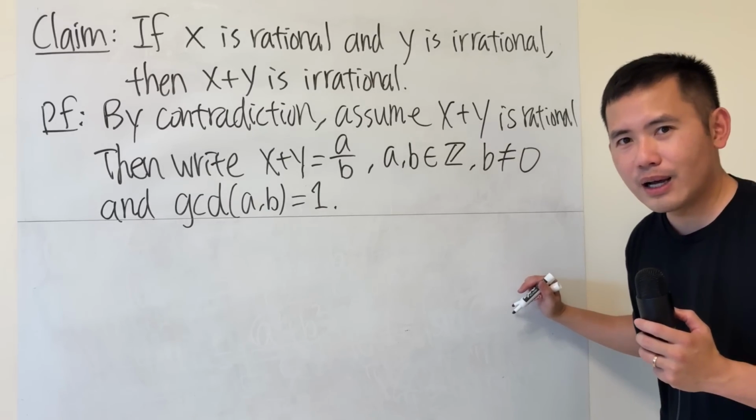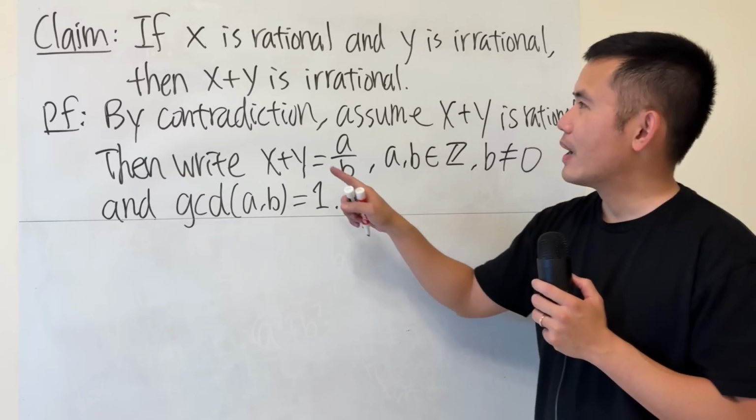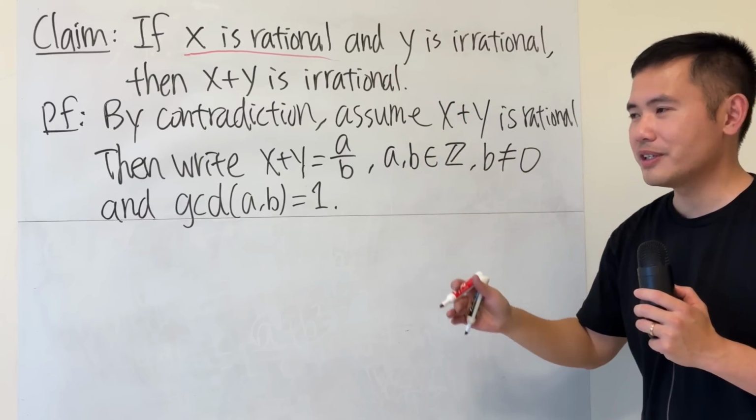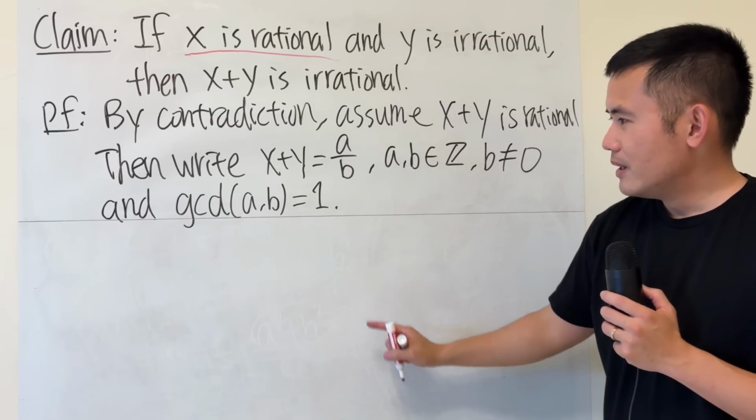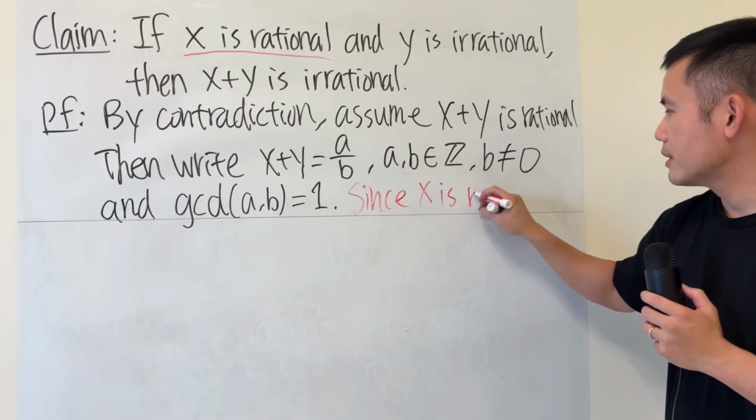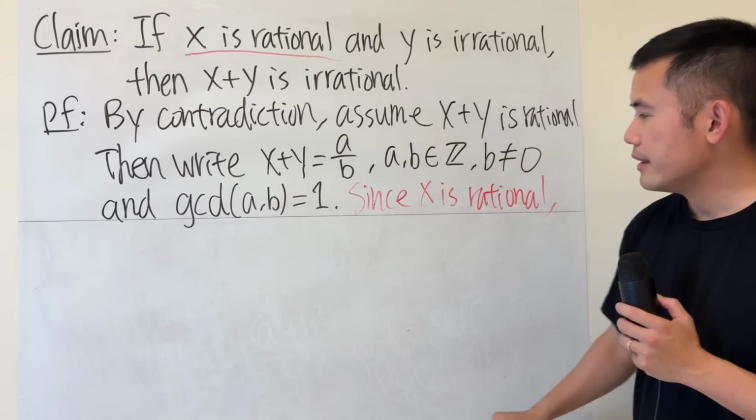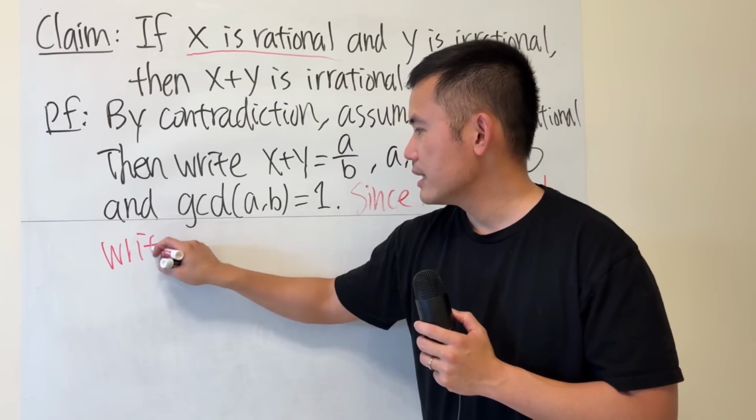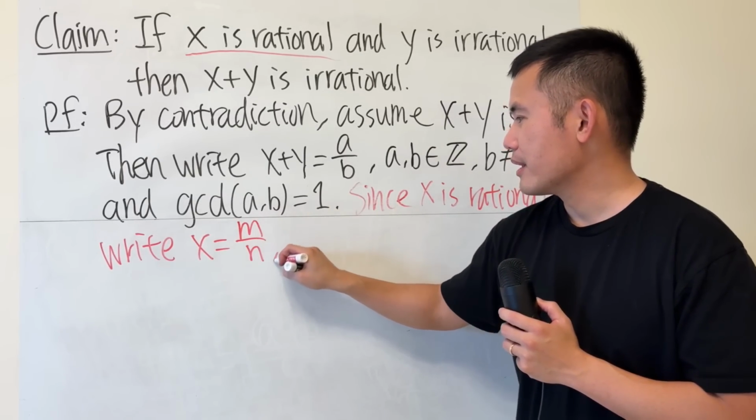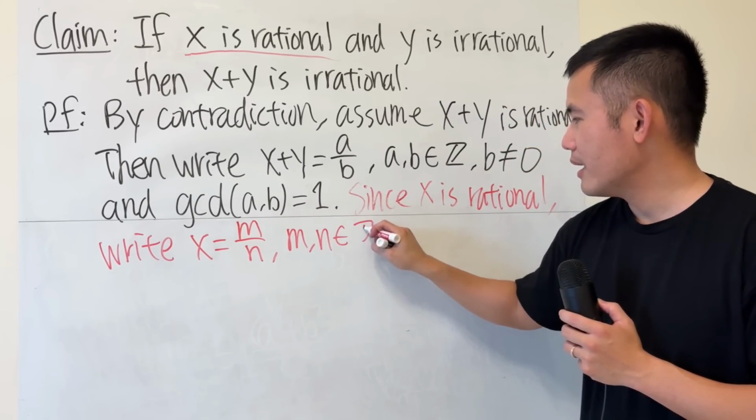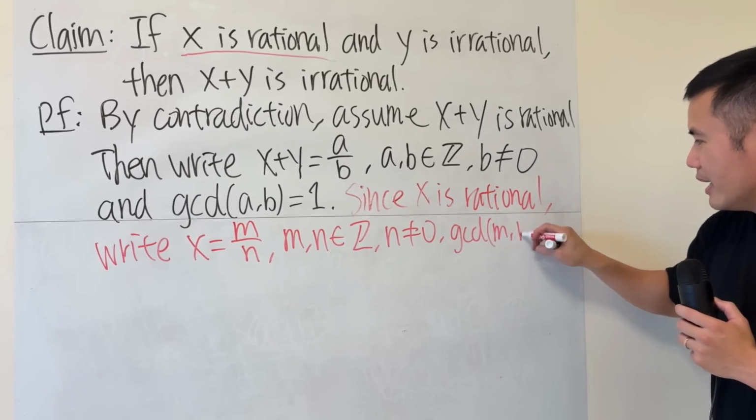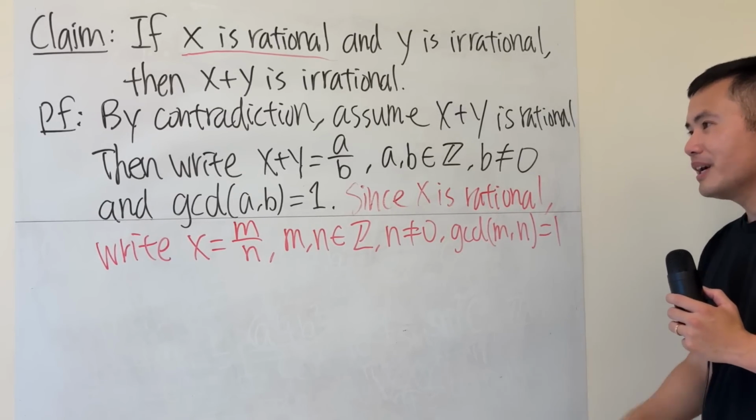Now, so far so good, but how do we continue? Go back to here. Remember, you always go back to the conditions. If you don't use your conditions, then something's wrong. So we have this. I will just say since x is rational, then write x being equal to, let's say, m over n, and same thing. m and n are integers, n is not 0, and then the greatest common divisor of m and n is just equal to 1. Okay, so far so good.